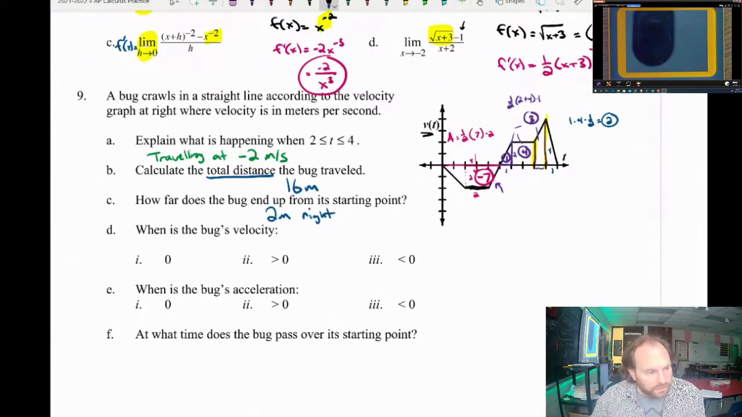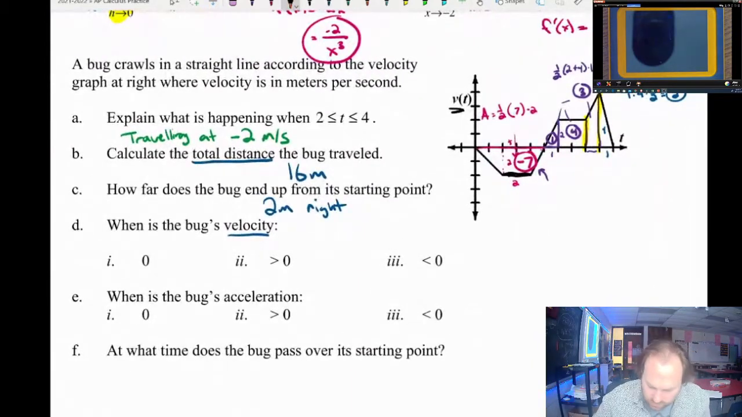As far as when the bug's velocity, we got to think about this one. Velocity is what you see on this graph. So when is it 0? Let's see. There's a lot of drawing on this space right now, but I'm going to try to keep it. I'll do orange for this maybe. The velocity is 0 right there at 1, 2, 3, 4, 5. And then again at 6, 7, 8, 9, 10 right there. So 5 and 10 are the places where the velocity is 0.